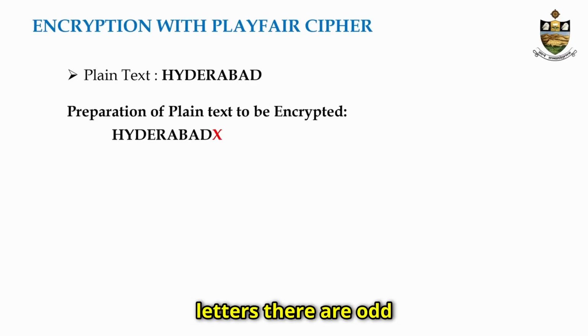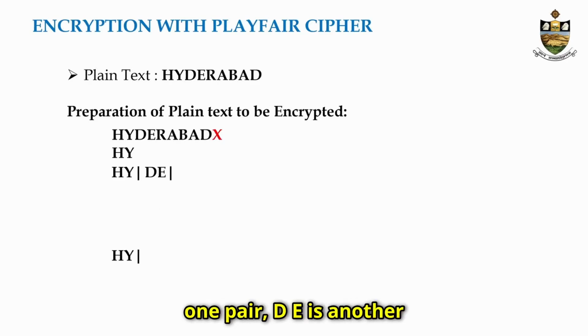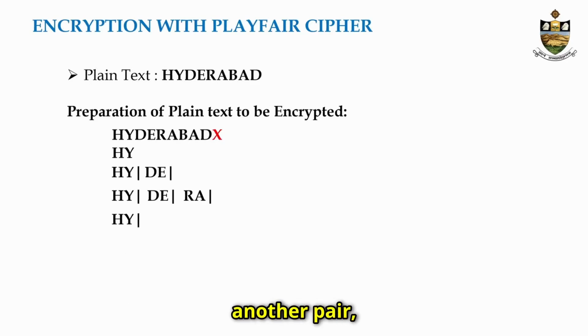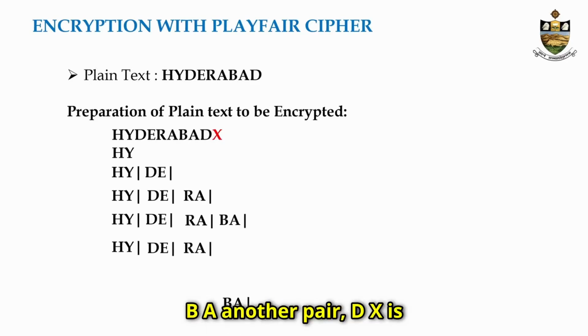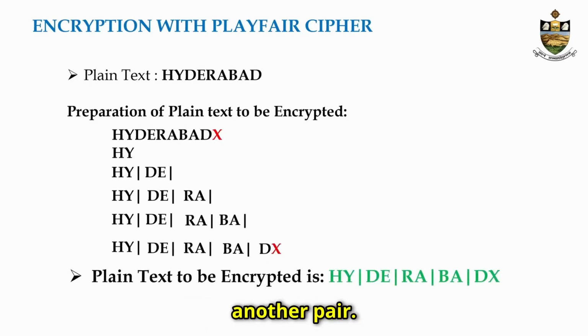There is an odd number of letters. So what we have to do, if there is an odd number of letters, is include a filler letter X at the end of the plain text. Now we divide it into pairs of letters. HY is one pair, DE is another pair, RA is another pair, BA another pair, DX is another pair. Now we have the plain text which is ready for us to encrypt using the Playfair Cipher.